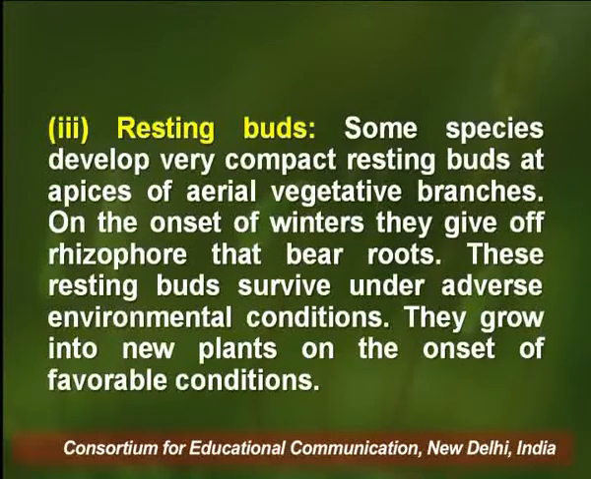The third and most common method of vegetative reproduction is with the help of resting buds. Some species develop very compact resting buds at the apices of aerial vegetative branches. On the onset of winters, they give off rhizophores that bear roots. These resting buds survive under adverse environmental conditions. They grow into new plants on the onset of favorable conditions.